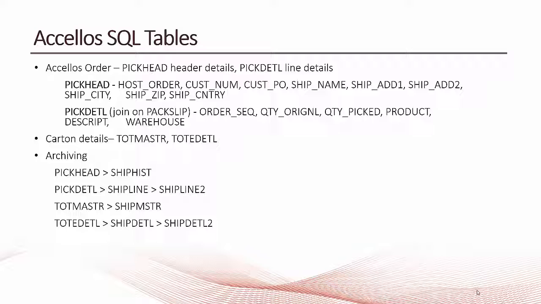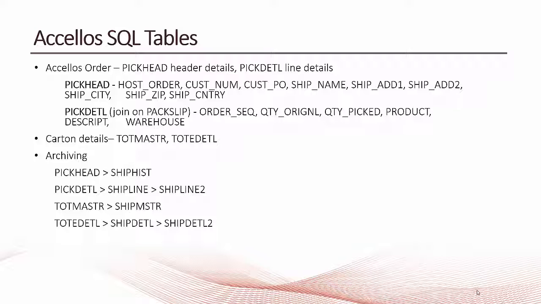So the main Accellos SQL tables are pick head and pick detail. Pick head holds all the details on the header level, such as customer name, customer number, shipping address, bill to address, date required, and when the order was created. And pick detail keeps information about the product, order sequence, how much was ordered, how much was actually picked, the description, and the warehouse.